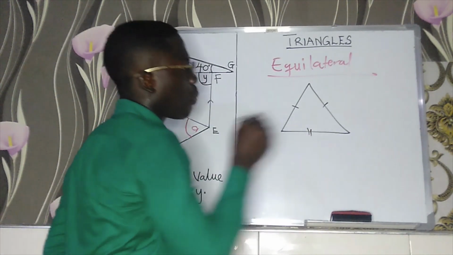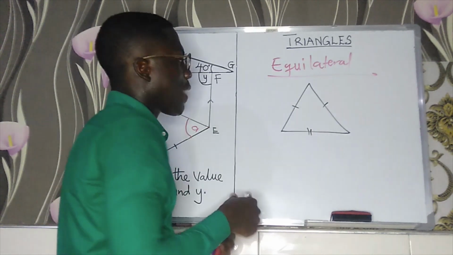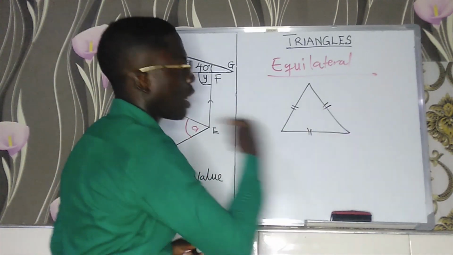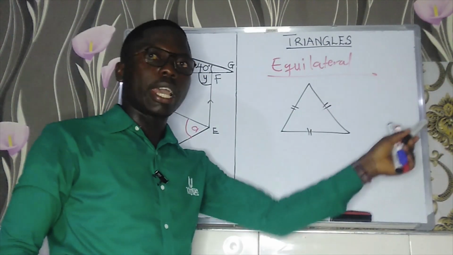If I should have double arcs here, it means this line is not equal to this line. But if I should have double arcs here and double arcs here, then it means all the three sides are equal. Now, to the properties of the equilateral triangle.